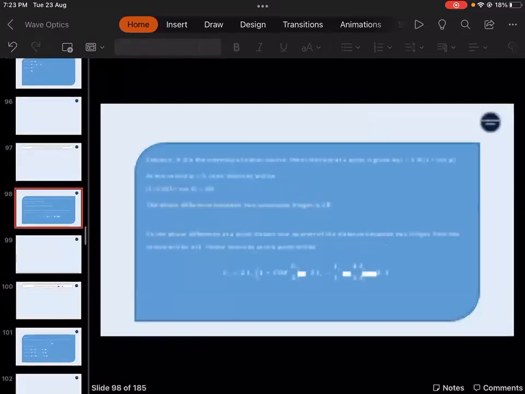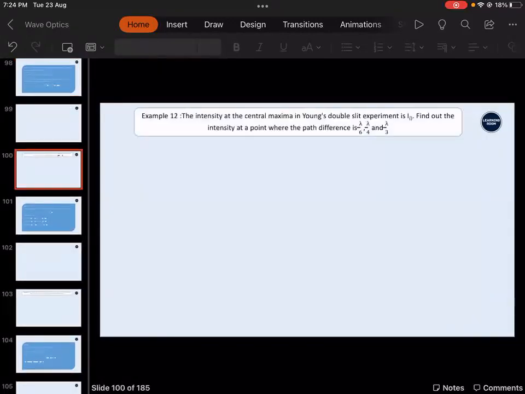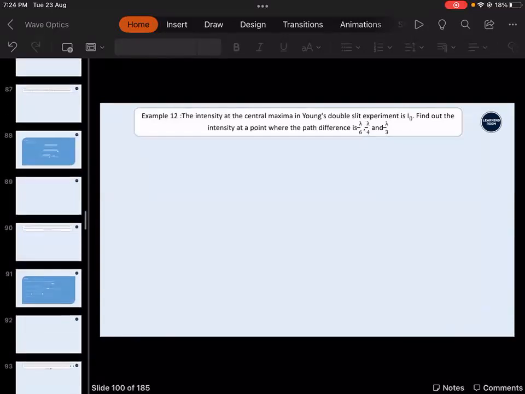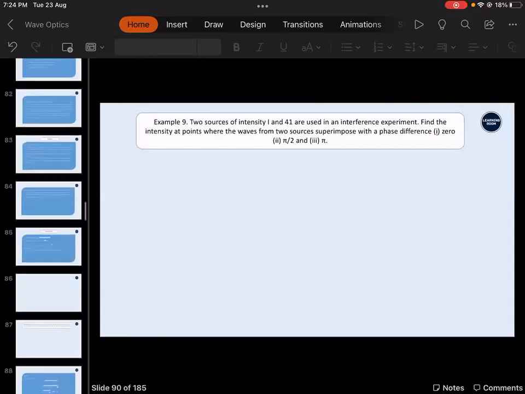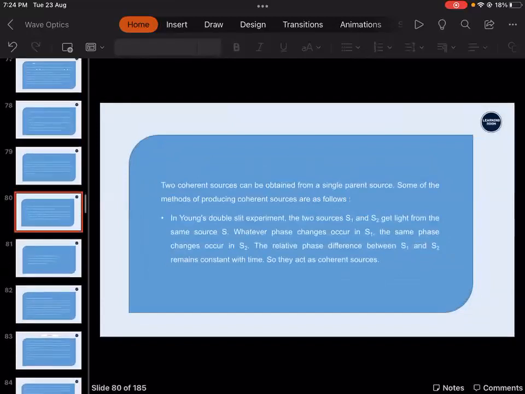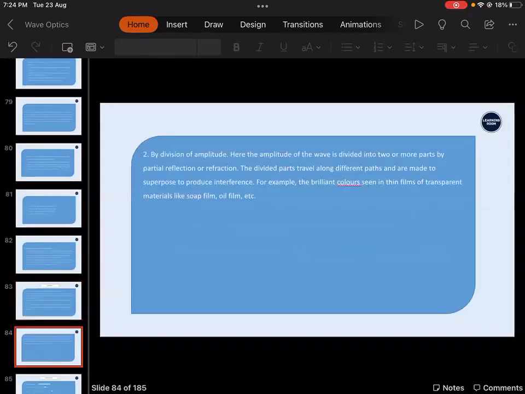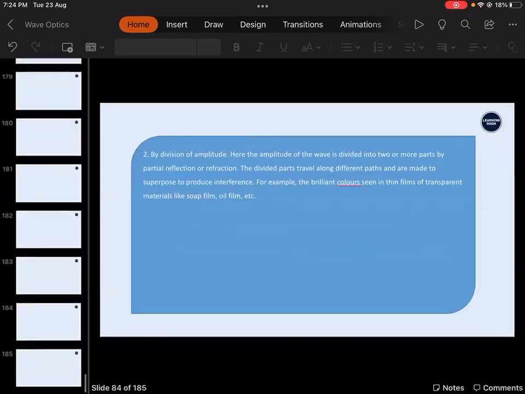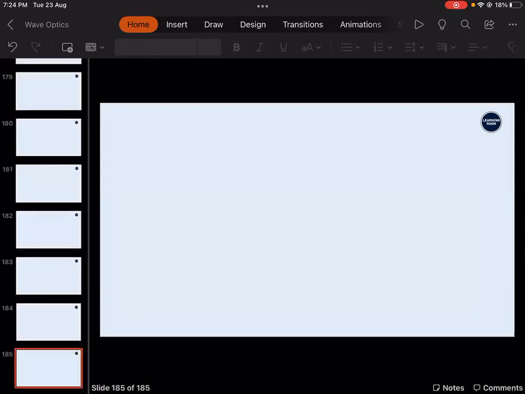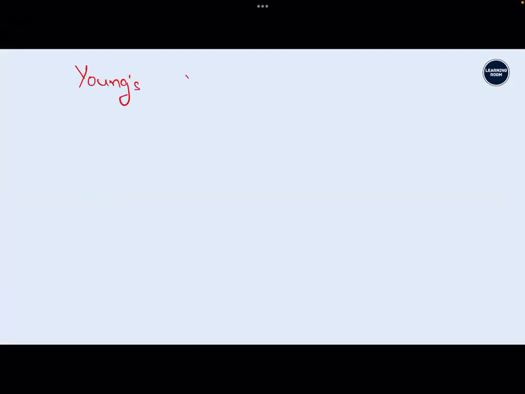Okay, sorry. So now we'll discuss the concept of Young's double slit experiment. Write down the heading as Young's double slit experiment. I'll take an empty slide and write it.